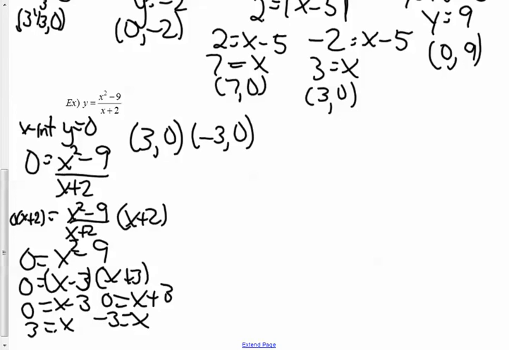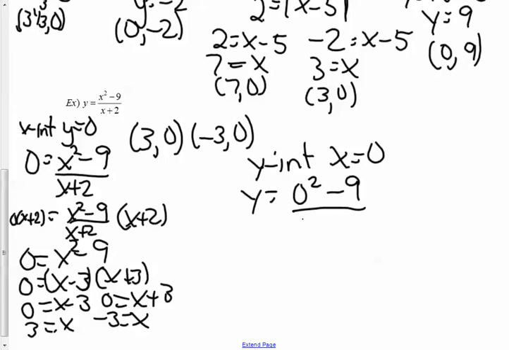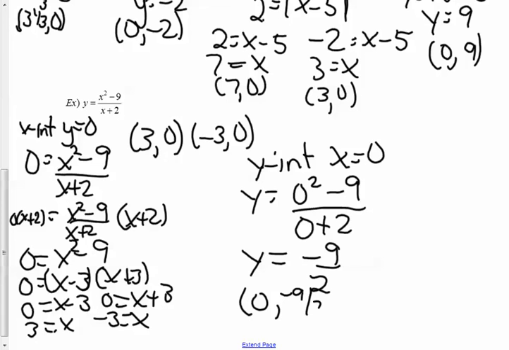So the y-intercept, x is 0. Okay. So the y-intercept, we know x is equal to 0. So much simpler problem here. So my y-intercept is negative 9 halves, and that's how I can write that as an ordered pair.